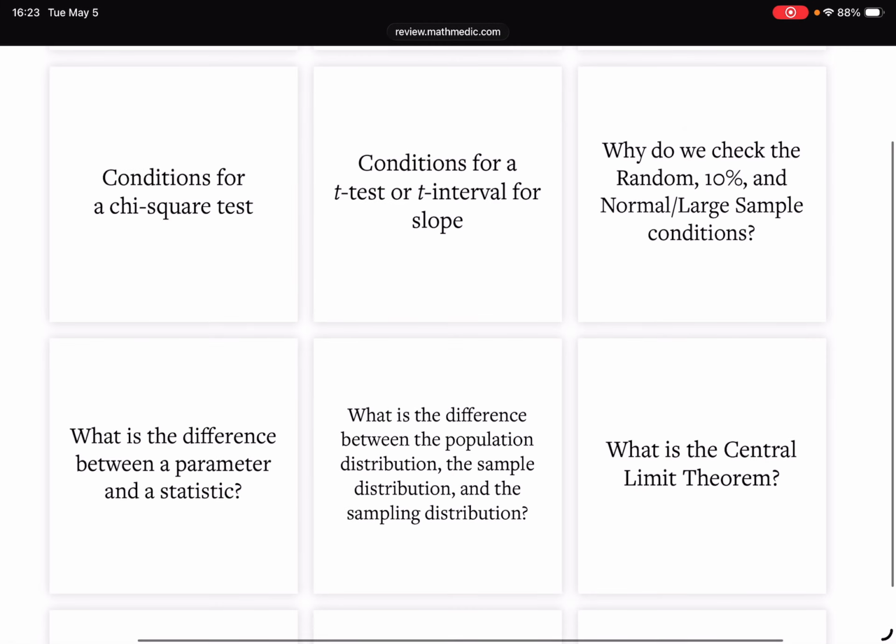Here are some more inference flashcards for the AP Statistics exam. Remember, if you want to get a 5 on that exam, you need to know all of these flashcards.